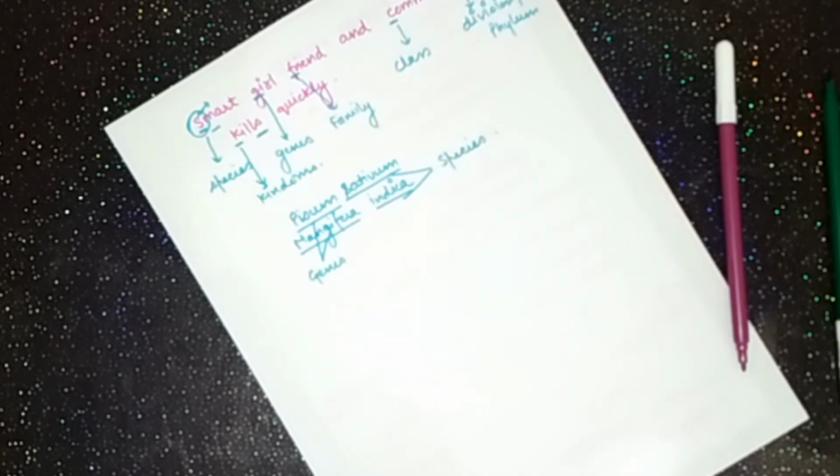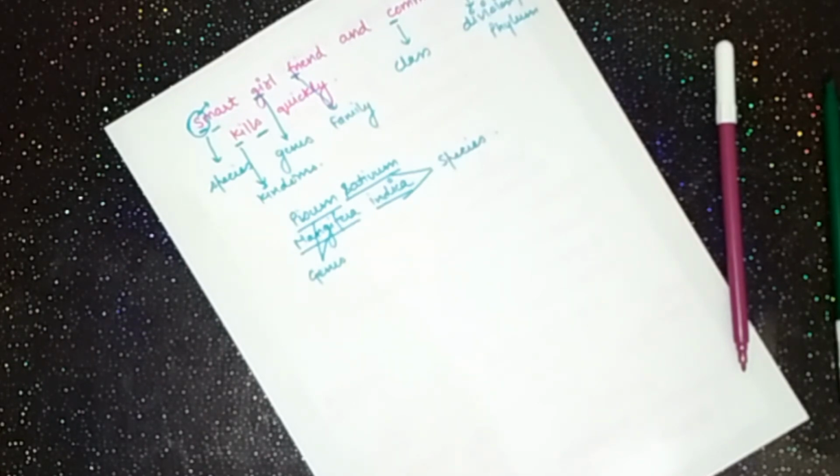After this, I am telling you about class. It is a group of related orders. Example: plant orders like Sapindales or Polemoniales have the class Dicotyledonae. Animal orders Primata and Carnivora have the class Mammalia. After class, it's division or you can say phylum. Phylum is used in Animalia, division is used in Plantae. It's a group of related classes. Example: phylum Chordata has classes Mammalia, Aves, Reptilia, Amphibia, Osteichthyes.